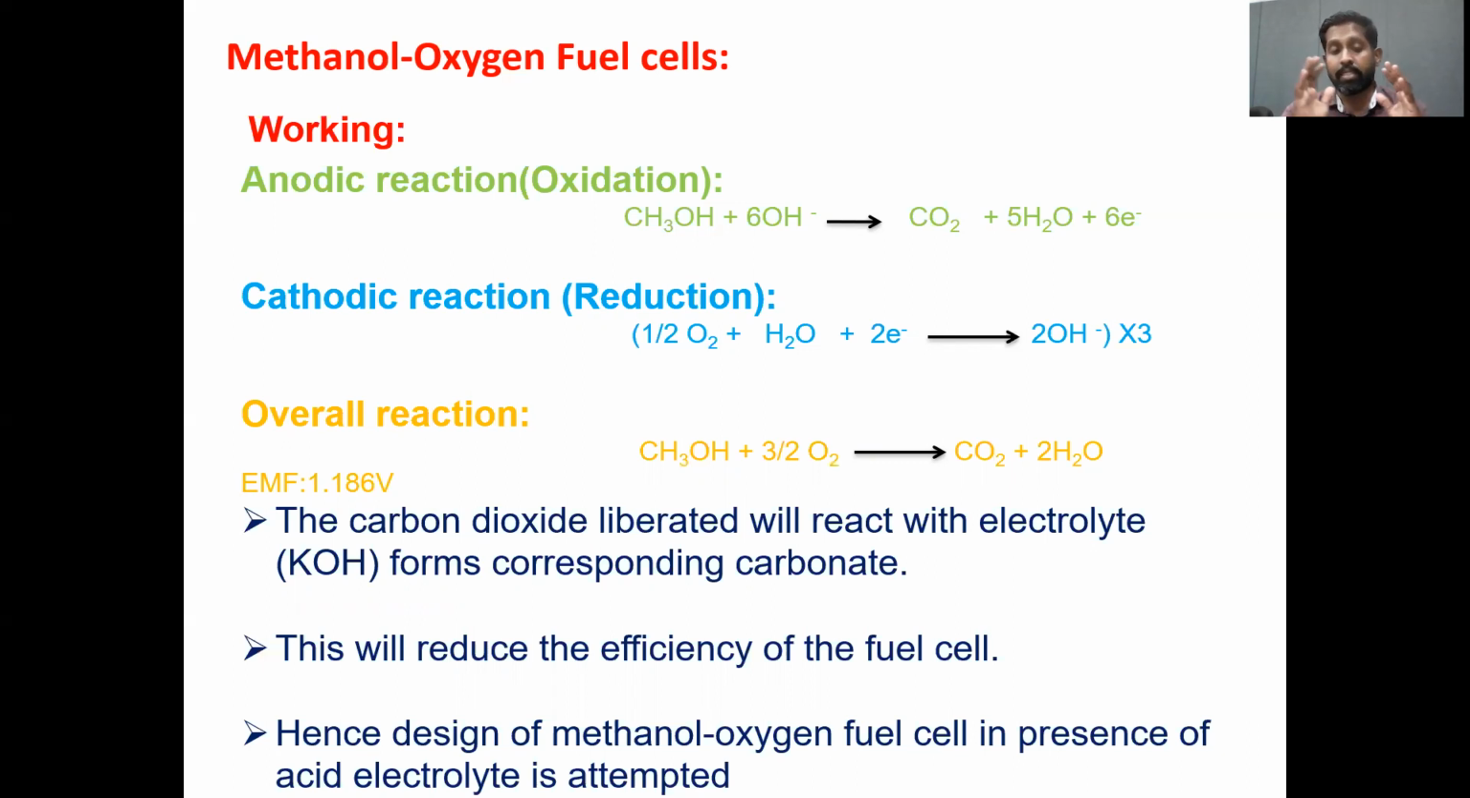See, the basic difference between the two types is that in one the electrolyte used is H2SO4, and in the other the electrolyte used is OH minus. So these two are the different forms of methanol oxygen fuel cells, where in one we use an acid as the electrolyte, and in the other the electrolyte used is KOH.